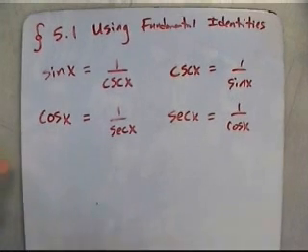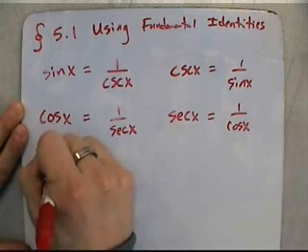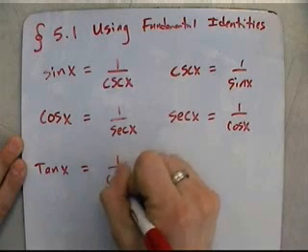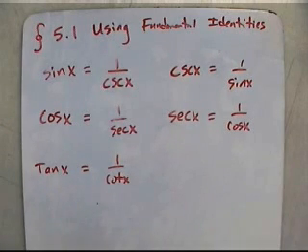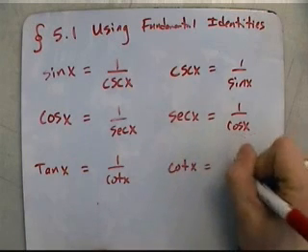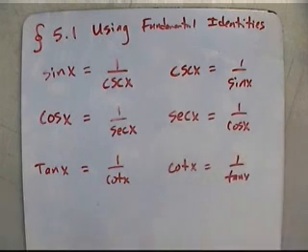Then there's tangent of x, which is kind of the easy one. Tangent goes with cotangent, so tangent of x equals 1 over cotangent. Those are reciprocals of each other. And likewise, cotangent of x equals 1 over tangent of x. This is what they call the reciprocal family. Basically, you're just moving things from a fraction up and down.